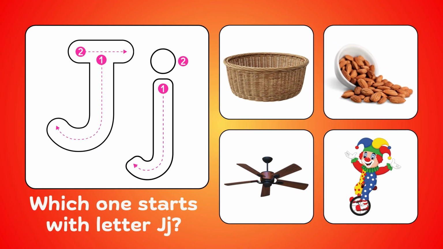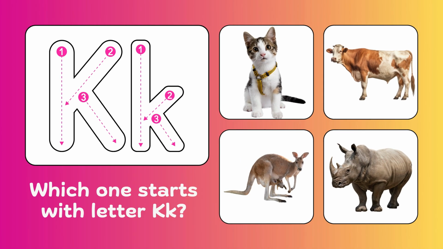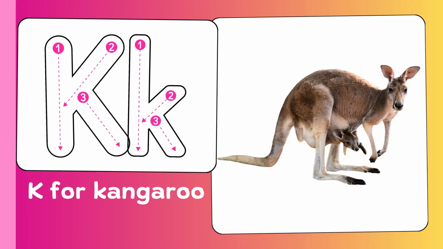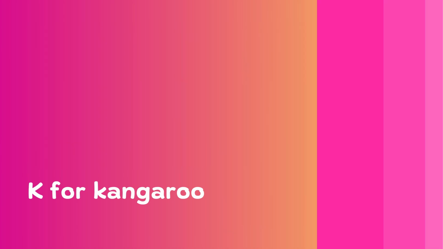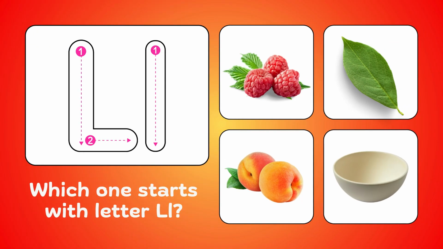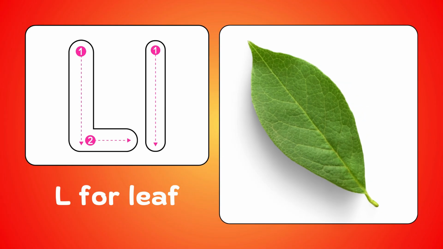Which one starts with the letter J? J for joker. Which one starts with the letter K? K for kangaroo. Which one starts with the letter L? L for leaf.